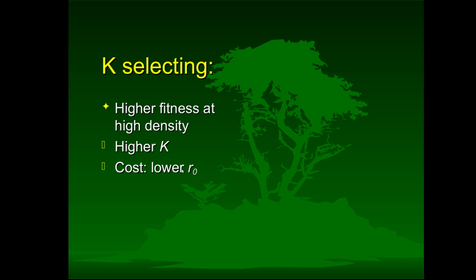Okay, so that means, well, lower R0 in general. That could be lower fecundity or a longer generation time. Longer generation time might be necessary for individuals to develop better competitive abilities.